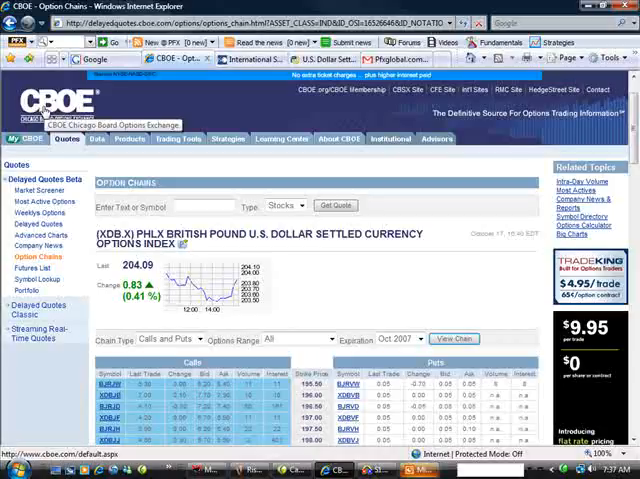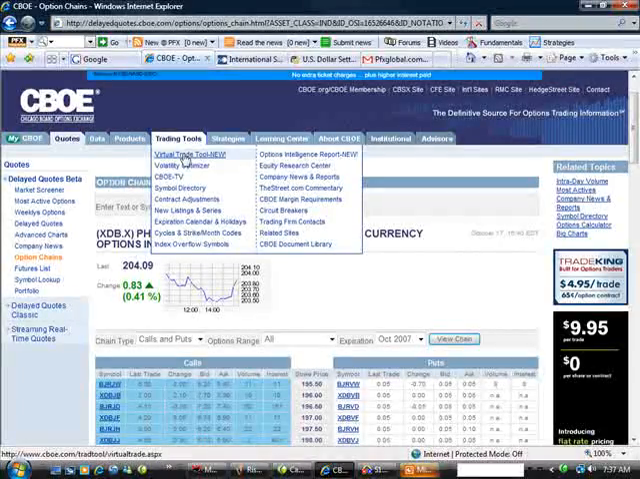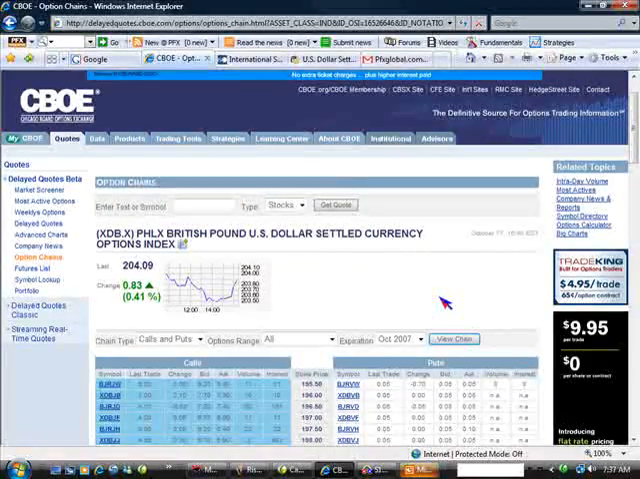Go to the CBOE, because they're an exchange, so they're not a broker. So the exchange, under trading tools, they have two paper trading tools. One's called Virtual Trade, and the other one's called Paper Money.